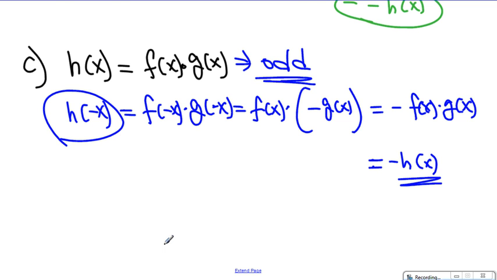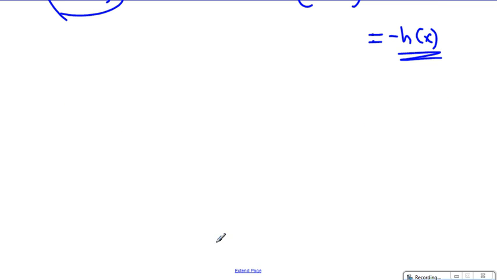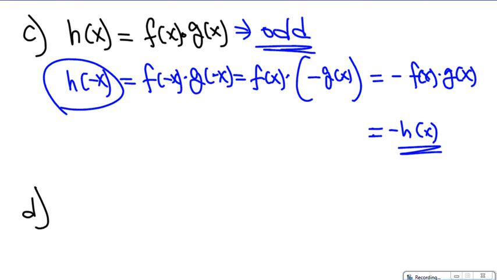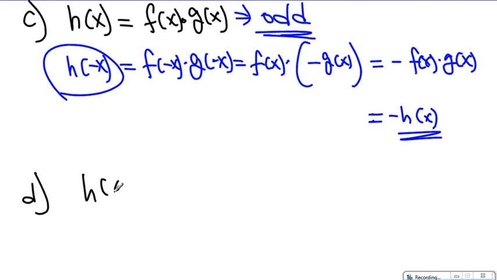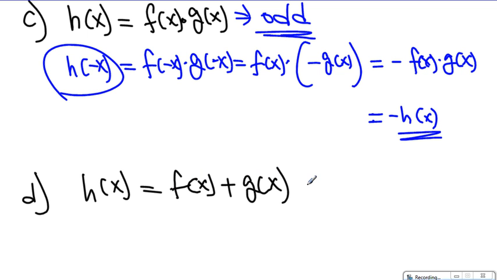All right. The last question, number D. When you look into this one, we have h of x, let us say, is equal to, what if I were to say f of x plus g of x. What is this? Is this an odd function or an even function? That's right, we'll try to plug in a negative sign once again.